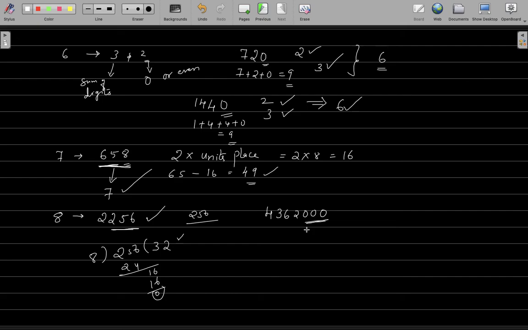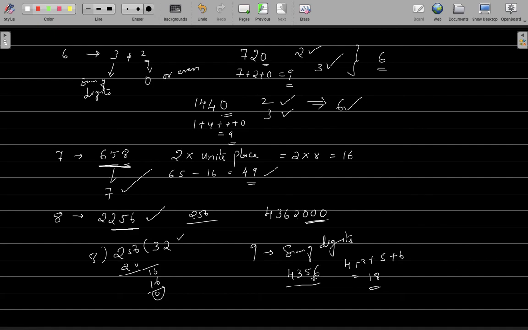And when the sum of the digits of a number is divisible by 9, you say that the number is divisible by 9. So the sum of digits of the number must be divisible by 9. For example, I have 4356. Now what is the sum of these digits? 4 plus 3 plus 5 plus 6. When you add this, it will be 18. Now because 18 is divisible by 9, you can say that this number 4356 is divisible by 9.